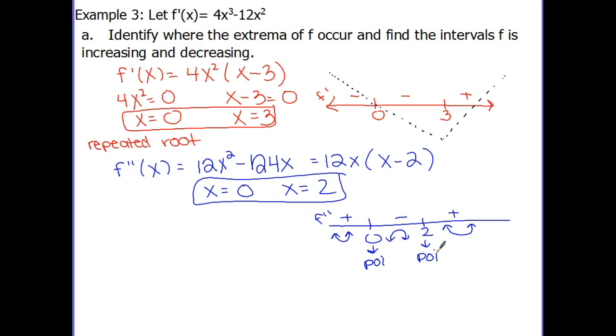What is x equals 3? It could be. No, it's top. Okay, let's graph this using what we know.